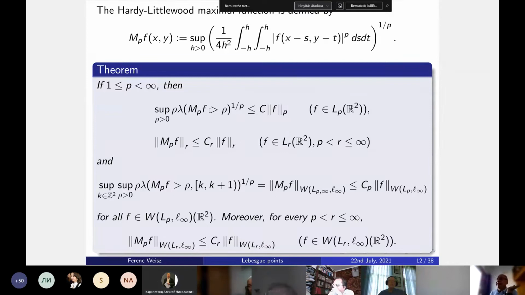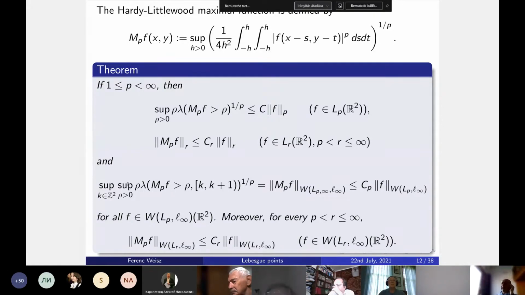So this theorem is well known. Well, these inequalities are well known. But we can also generalize these theorems for the Wiener amalgam spaces. First, the W(L_r, L infinity) norm of M_p f can be estimated by the same norm of f. r is again greater than p, similarly to this case. If r is equal to p, then this is not true. Then we take again a weak norm, the so-called weak L_p, L infinity norm.